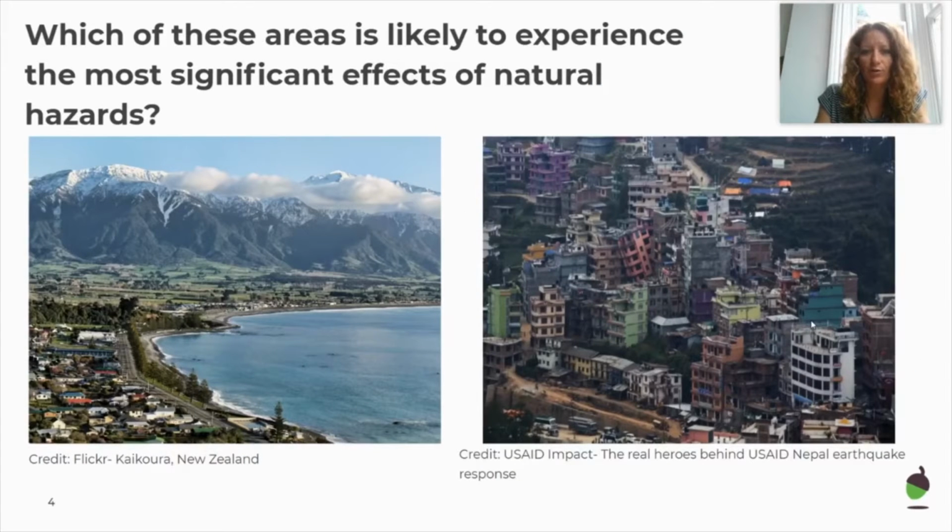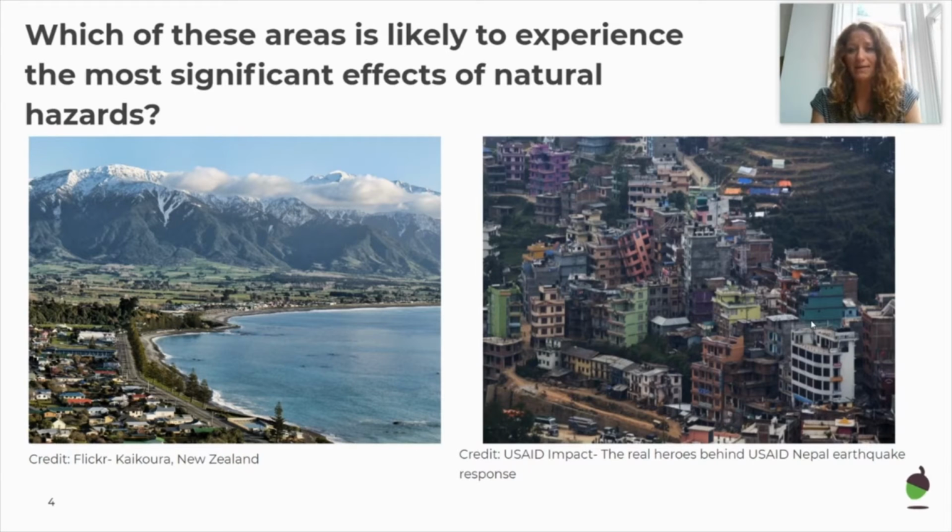Have a look at these two photographs. The first photograph is a place called Kaikoura, which is in New Zealand. Say it after me, Kaikoura. Kaikoura in New Zealand is a fairly small town, and as you can see, it is not very densely populated. There are spaces between each of the houses. It's spread out along the coastline, but it's not particularly densely populated.